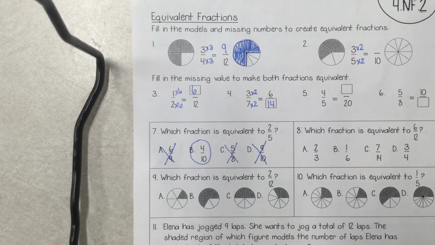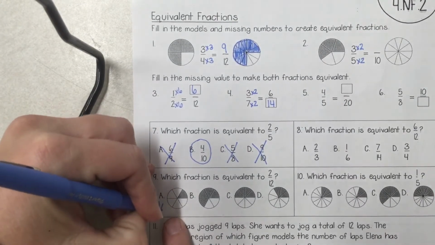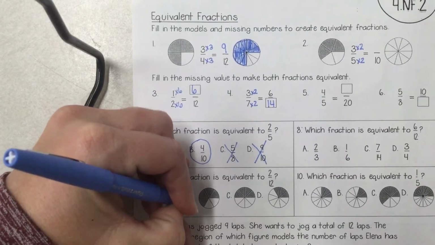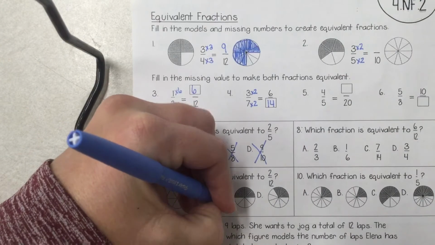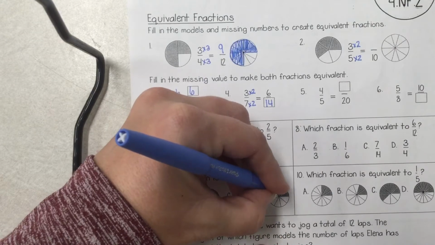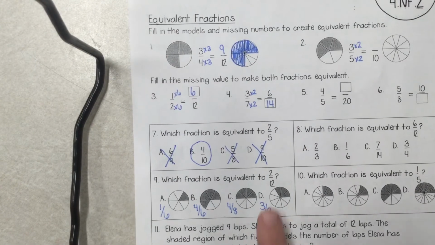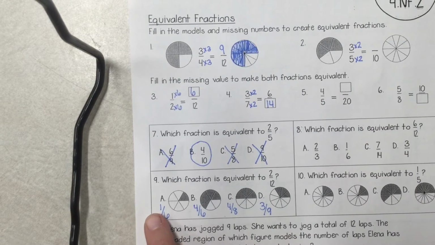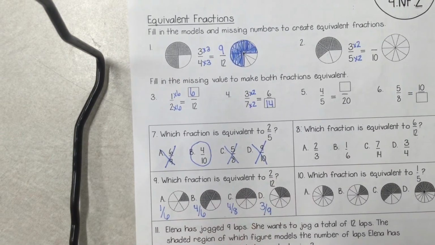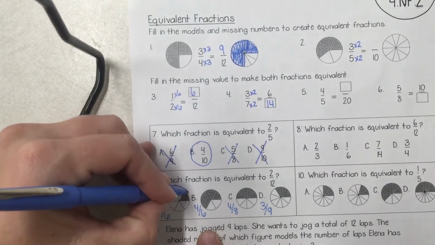All right, number 9, which fraction is equivalent to 2/12? So I have 1/6, 4/6, 4/8, and 3/9. All right, so I look at these and I think about the multiplication rule we just talked about for number 7. Is there a way I can get from 1 to 2 using multiplication? Sure, 1 times 2 is 2. And if I do that for the denominator, 6 times 2, yep, that's 12. This one is equivalent.